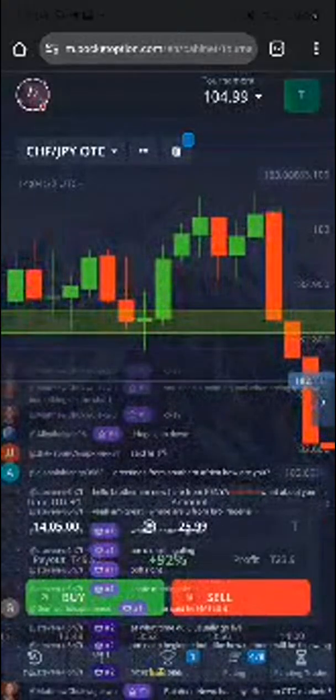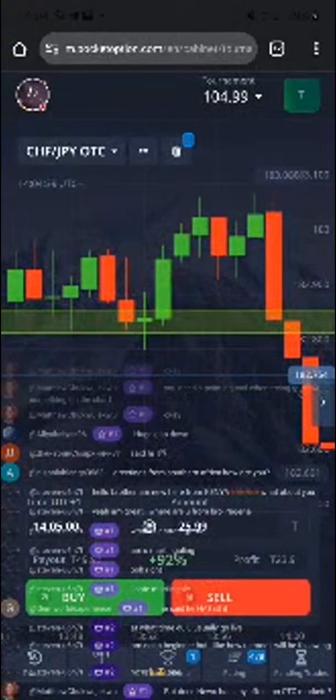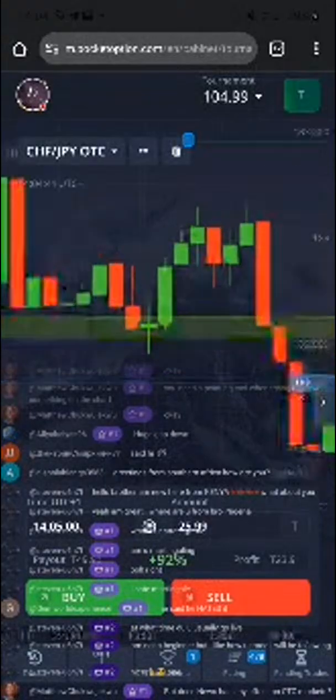Hey Matthew, but does news have an effect on OTC markets? No, not necessarily OTC market actually. News doesn't really affect OTC markets like that.